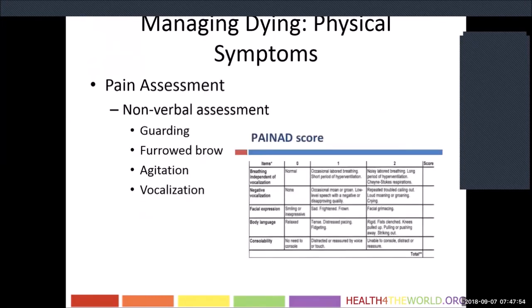Again, when you're doing your pain assessment in the actively dying patient, they may not be able to talk with you, so you're going to be doing a nonverbal assessment of pain. So how do you know, if nobody's talking to you, whether or not they're in pain? Families will ask this all the time. If they're guarding, I tell by the furrowed brow, if they're becoming agitated and there's no clear reason, or they're starting to make vocalizations like rhythmic moanings, it makes me consider whether or not the etiology of that is pain.